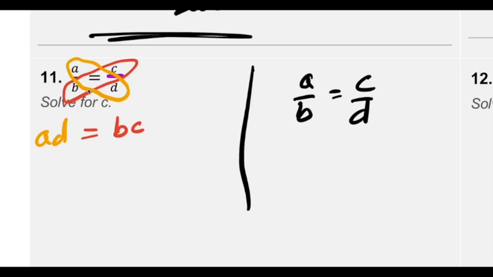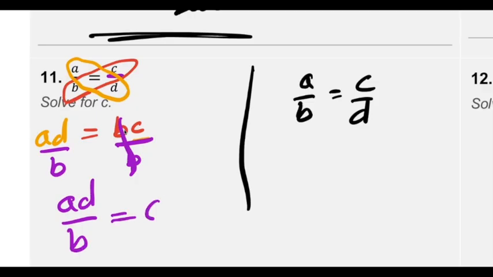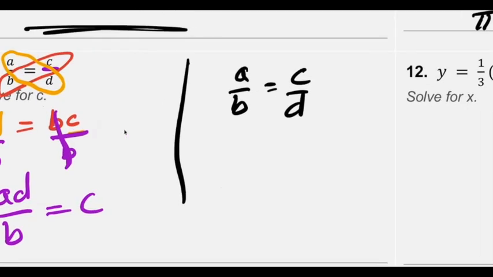And now, again, I'm trying to get C by itself. So what's going on right now? C is getting multiplied by B, so do the opposite, divide by B. The B's cancel, AD over B equals C, and you can't do anything else. That's your answer. Other way you could have done it here, since the C is on top, and all that's going on is you're being divided by D, why don't you just multiply both sides by D? So this is another way of doing it. These cancel, I get AD over B.